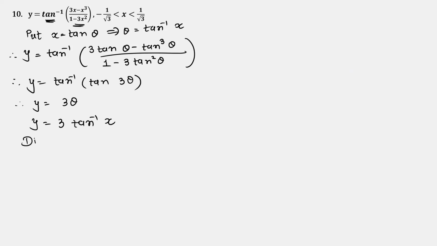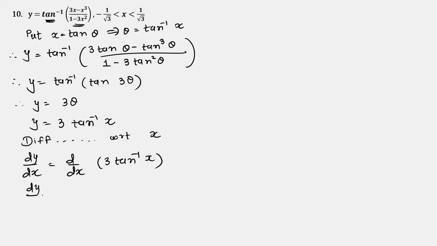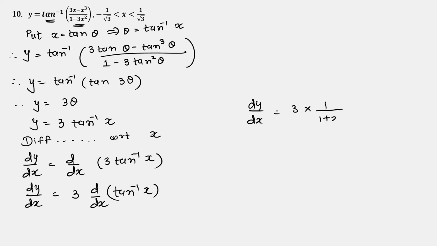That means differentiating both sides with respect to x. dy by dx is equal to d by dx of 3 tan inverse x. 3 goes outside of the differentiation, because since 3 is constant, it always goes outside. So dy by dx is equal to 3 into 1 by 1 plus x square. Dy by dx is equal to 3 by 1 plus x square.